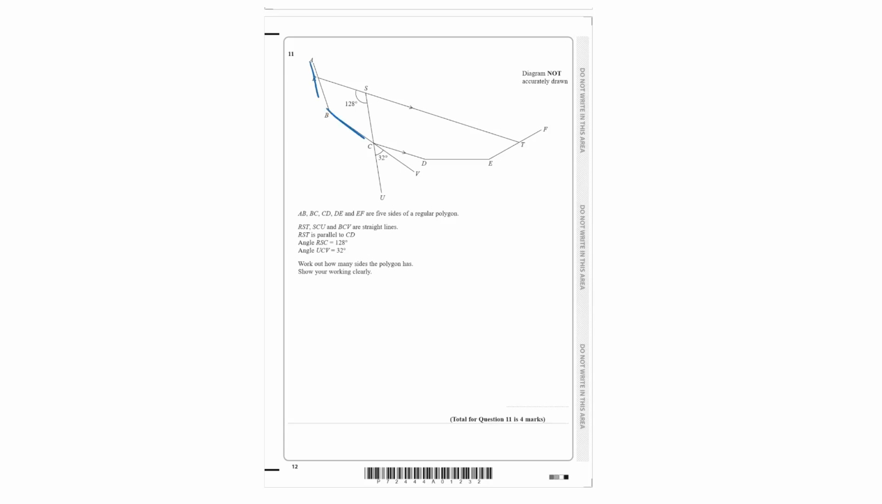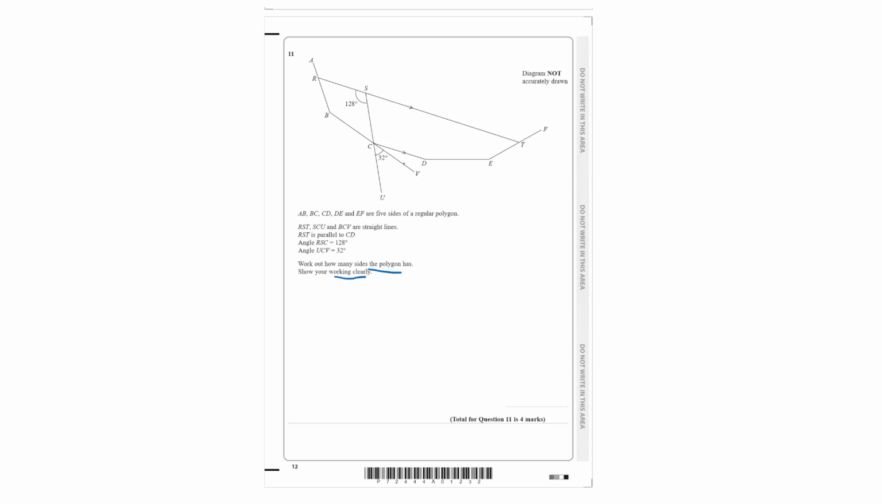AB, BC, CD, DE, and EF are all five sides of a regular polygon. RST, SC, UB, and CV are all straight lines. RST and CD are parallel to each other. Angle RSC is 128 degrees and angle UCV is 32 degrees. Work out how many sides the polygon has.